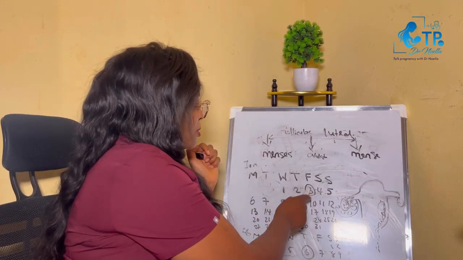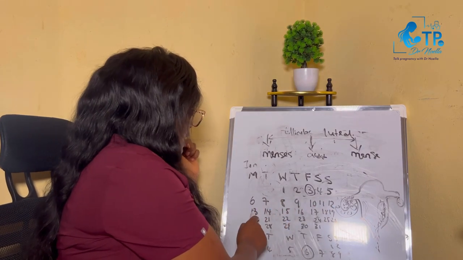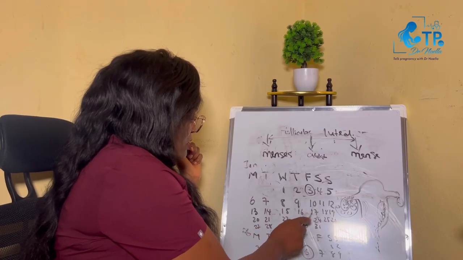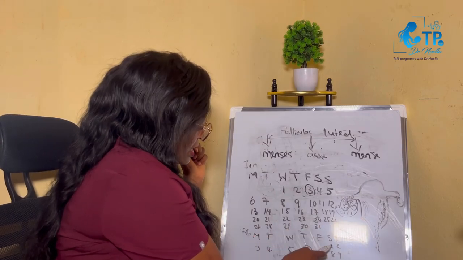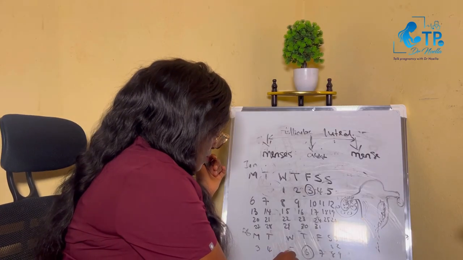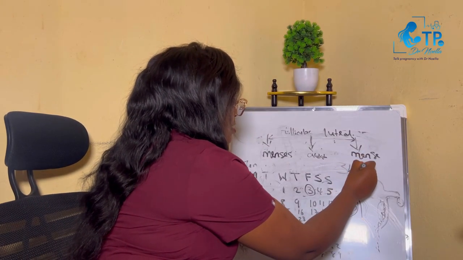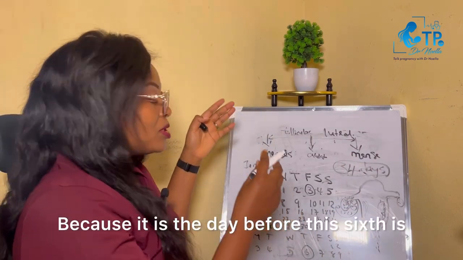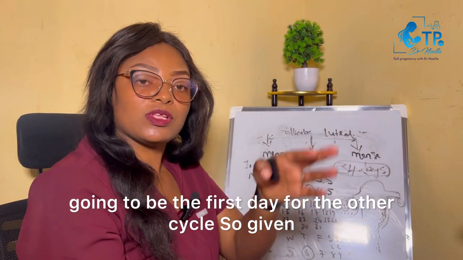So you start calculating 1, 2, 3, 4, 5, 6, 7, 8, 9, 10, 11, 12, 13, 14, 15, 16, 17, 18, 19, 20, 21, 22, 23, 24, 25, 26, 27, 28, 29, 30, 31, 32, 33, 34. Now, so you have a 34 days cycle from our calculation here, because it is the day before. This day is going to be the first day for the other cycle.